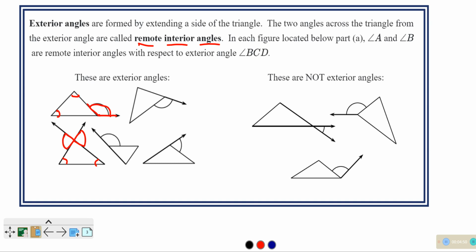Now, I want you to notice these are not. This one had lines extended, but this angle is not connected to the triangle itself. So it's not an exterior angle. Notice this one touching the side, however, neither of the sides were extended. So that doesn't count. This side, not extended. That does not make an exterior angle.